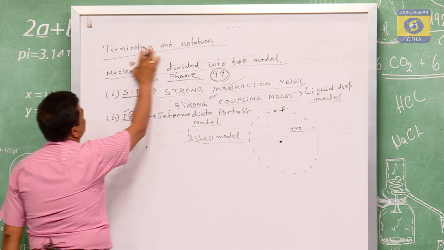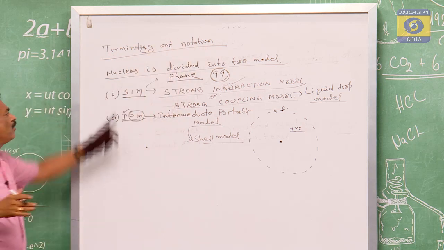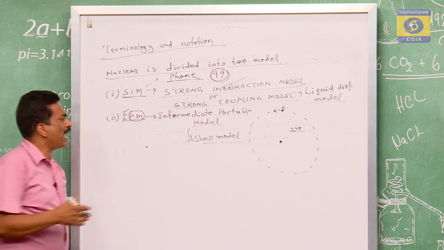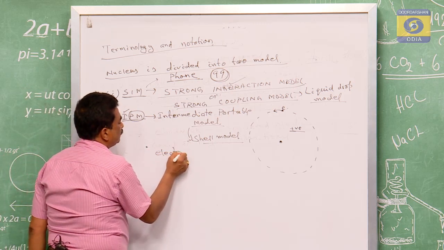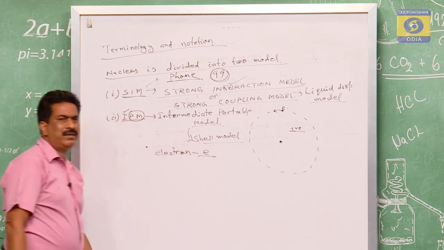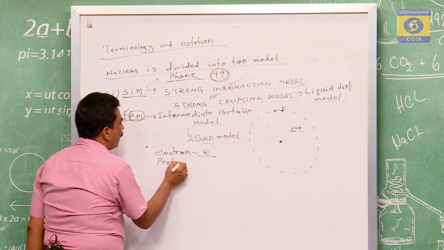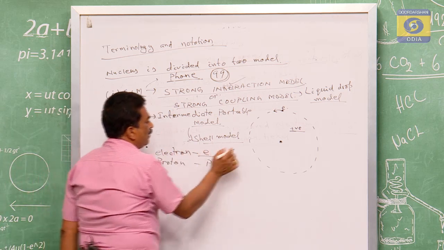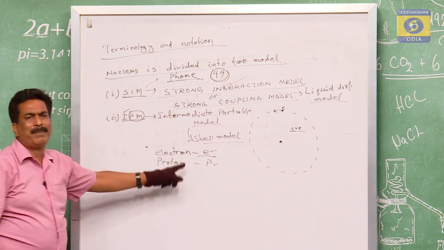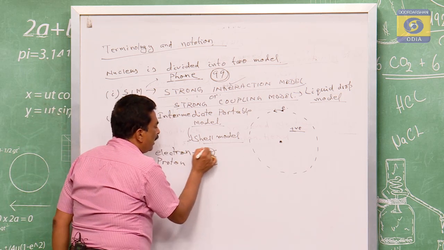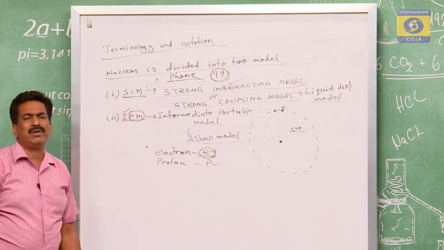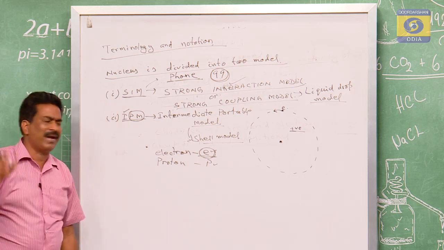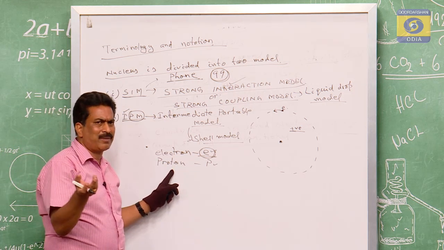Next, we will find out what the terminology and the notation are. The terminology means the terms associated with it, and the notation means the symbols we are using. Like for the electron, we are using the symbol E, and for the proton, we are using the symbol P. Likewise, we will discuss the other particles. The electron and the proton are particles of the atom. But the electron is the most fundamental particle, meaning it can never be divided. But the protons and neutrons that are present can be further divided. So, we will discuss the further parts of the nucleus.